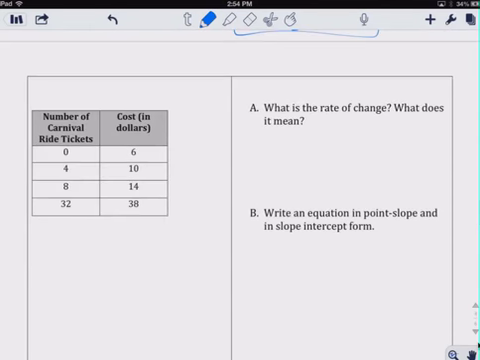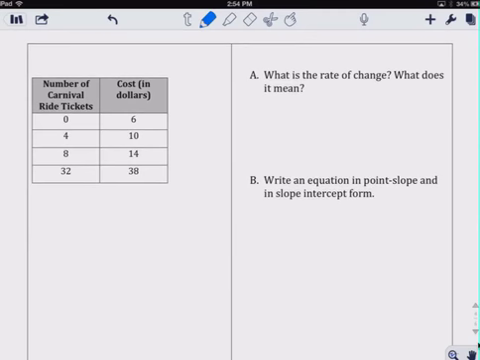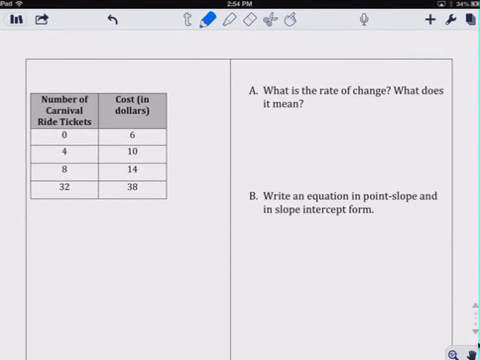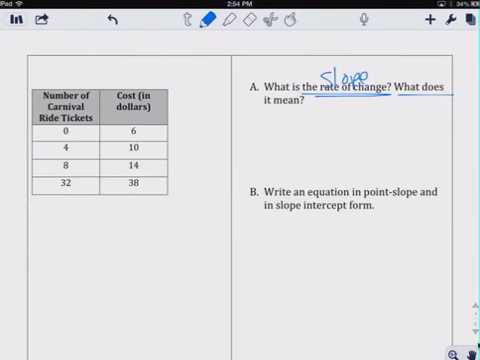Okay. Next one here. What is the rate of change and what does it mean? Okay, pick 2. Rate of change, remember, is slope. Is this our last page? Yep, it is. What does it mean? Okay, pick 2 points. I'm going to pick 0, 6, and 4, 10. The first is 0 tickets. This is number of tickets. This is cost. Okay, 0 tickets cost you $6. That means it costs you $6 to enter.